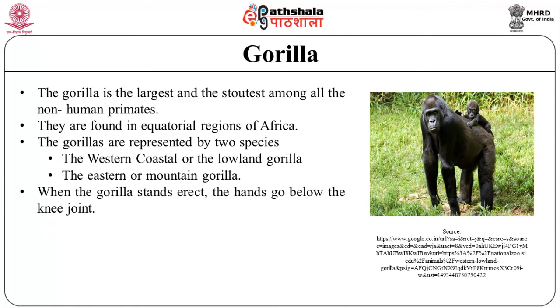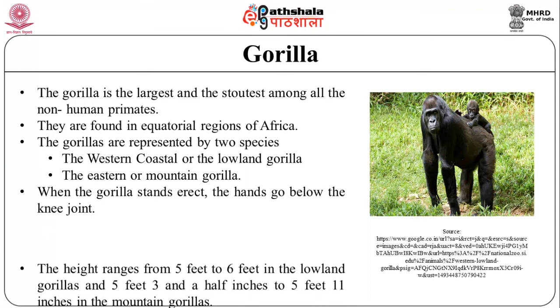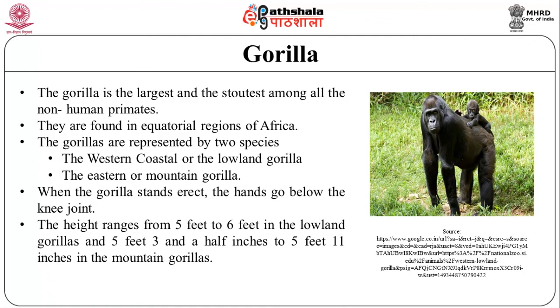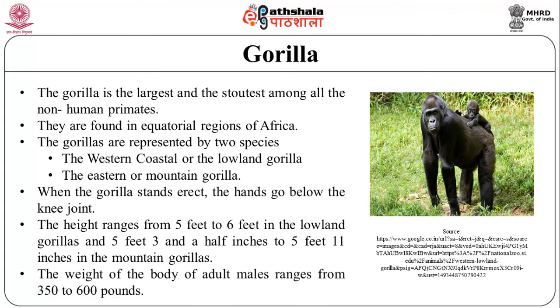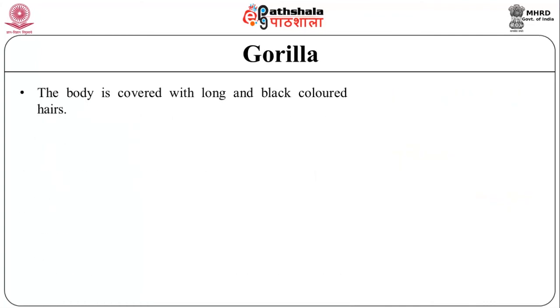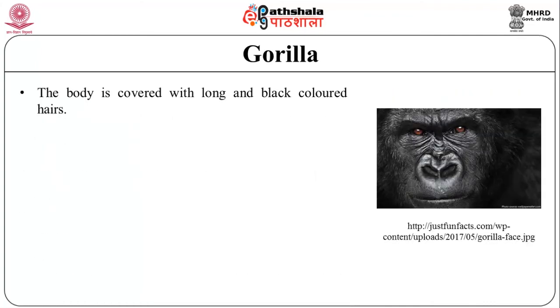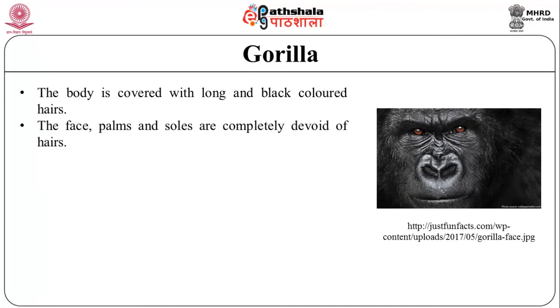When the gorilla stands erect, the hands go below the knee joint. The height ranges from 5 feet to 6 feet in the lowland gorillas and 5 feet 3.5 inches to 5 feet 11 inches in the mountain gorillas. The weight of the body of adult males ranges from 350 to 600 pounds. Now the body is covered with long and black colored hairs. The face, palms, and soles are completely devoid of hairs.